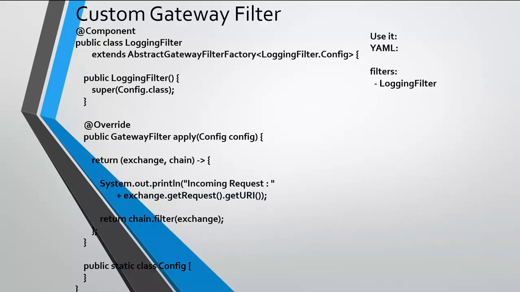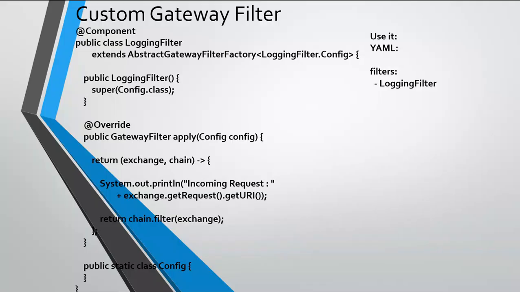We can also write a custom one like this. The sample code is here. We'll have a component, and we are making this filter a logging filter, extending AbstractGatewayFilterFactory, LoggingFilter.Config.